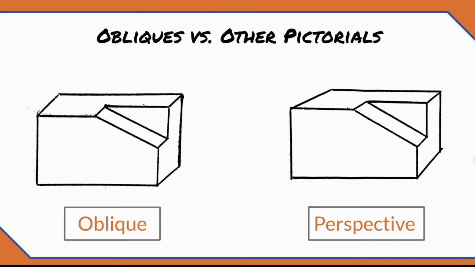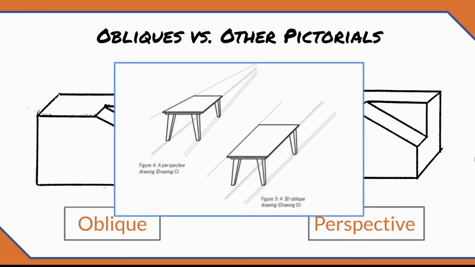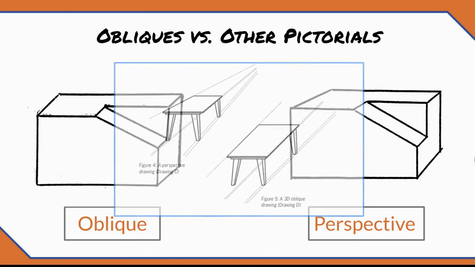The front-facing surfaces of an oblique are drawn in the same way as the front surfaces on a one-point perspective. The difference is that the depth lines in a one-point perspective converge toward a vanishing point, making some longer than others. That makes one-point perspectives difficult to dimension.